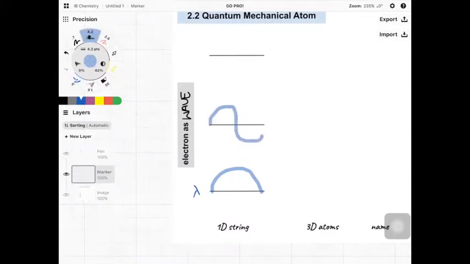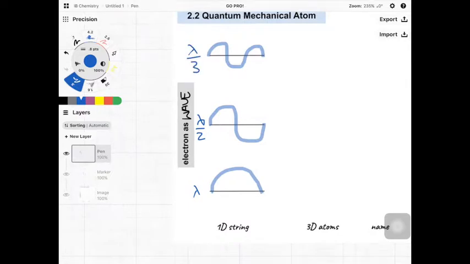Now we can also do the same thing with the string, but this time if we wave the string faster, what we get is a standing wave with half of the wavelength and 3 points that don't move. Again, we can do it even faster and we can get 4 points that don't move and a wavelength that's a third the original wavelength.